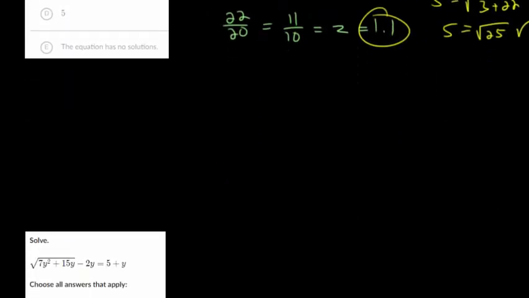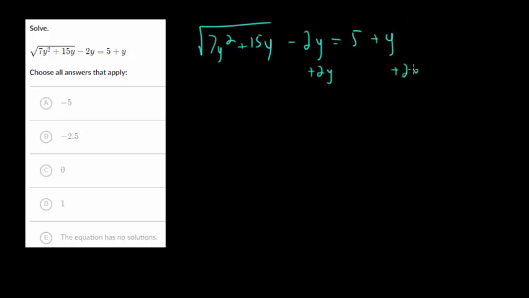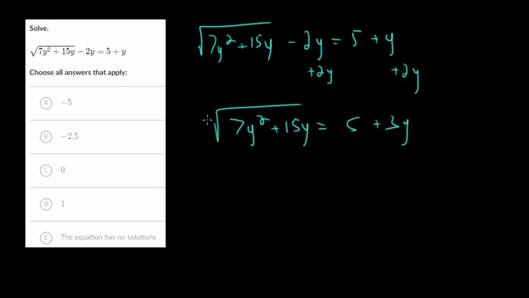So let's do a couple more of these, and these will be a little bit more advanced. But the strategy will remain the same, they just take a little bit longer to solve, and we need to first solve for that square root term, so let's add 2y to each side of this equation. So you get the square root of 7y squared plus 15y is equal to 5 plus 3y. And now we can square both sides.